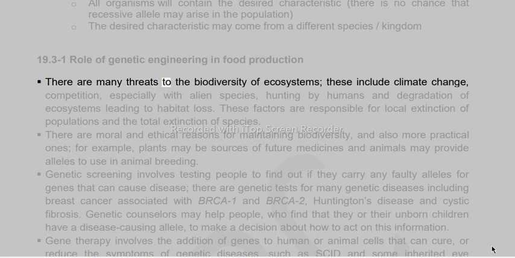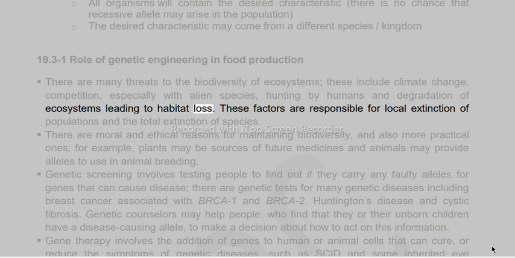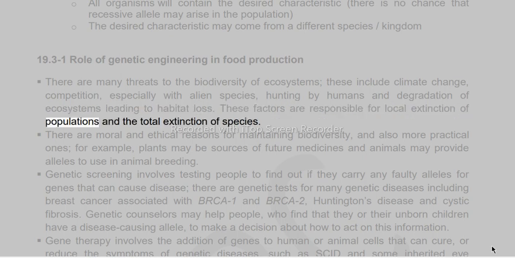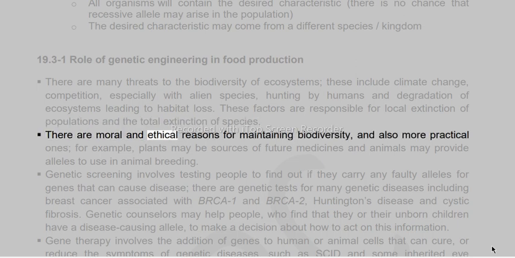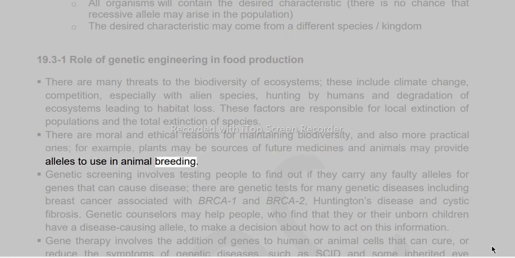There are many threats to the biodiversity of ecosystems. These include climate change, competition, especially with alien species, hunting by humans, and degradation of ecosystems leading to habitat loss. These factors are responsible for local extinction of populations and the total extinction of species. There are moral and ethical reasons for maintaining biodiversity, and also more practical ones. For example, plants may be sources of future medicines, and animals may provide alleles to use in animal breeding.